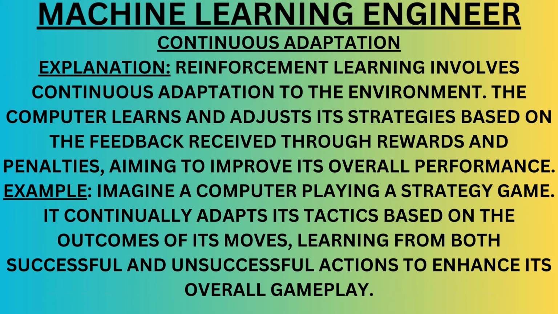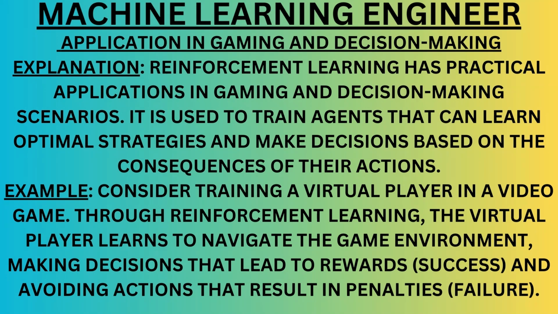Continuous adaptation. Explanation: reinforcement learning involves continuous adaptation to the environment. The computer learns and adjusts its strategies based on the feedback received through rewards and penalties, aiming to improve its overall performance. Example: imagine a computer playing a strategy game. It continually adapts its tactics based on the outcomes of its moves, learning from both successful and unsuccessful actions to enhance its overall gameplay.